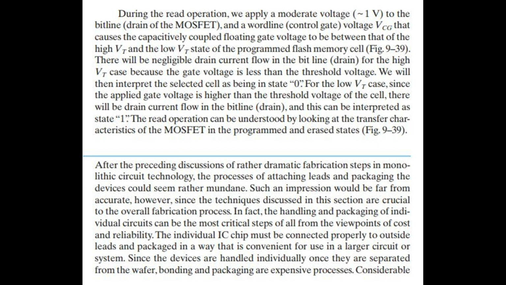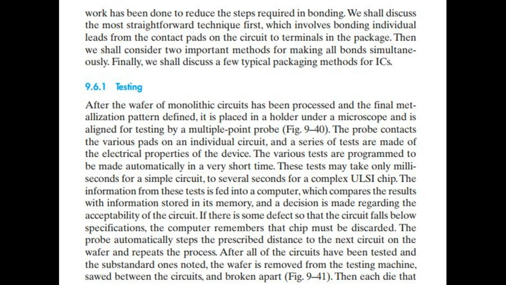The individual integrated circuit chip must be connected properly to outside leads and packaged in a way that is convenient for use in a larger circuit or system. Since the devices are handled individually once they are separated from the wafer, bonding and packaging are expensive processes. Considerable work has been done to reduce the steps required in bonding. We shall discuss the most straightforward technique first, which involves bonding individual leads from the contact pads on the circuit to terminals in the package. Then we shall consider two important methods for making all bonds simultaneously. Finally, we shall discuss a few typical packaging methods for integrated circuits.